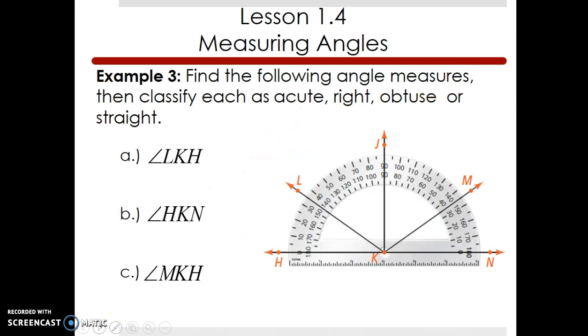Okay, so now we're going to go to the protractor postulate, and we're going to try to figure out how much each of the degrees are. So you have L, K, H. So let's start with L and go with H. I'm going to use the outer numbers. You could use the inner numbers. You'll get the same answer. So I get the absolute value of 35 minus 0. So that gives me 35 degrees. And you have to classify it, so that is an acute.